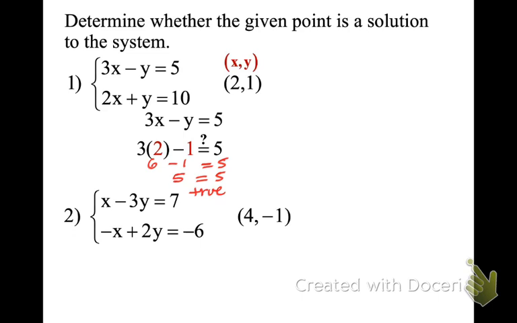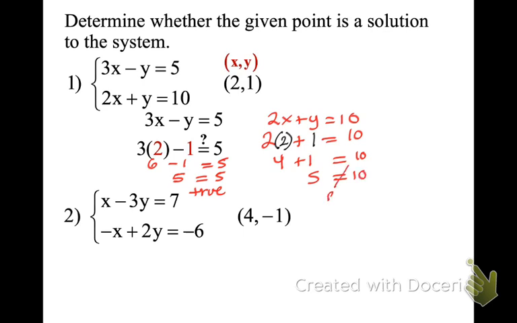Now we're trying the next one, which is 2x plus y equals 10. I have to try the same point. 2 times 2 plus 1 equals 10. So it's 4 plus 1 equals 10. Is that a true solution? 5 does not equal 10, so we say false. Now, this solution, 2, 1, is a solution to the first equation, but not to the second equation, so it's not a solution to the system.